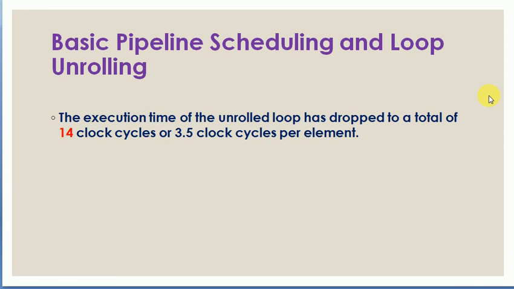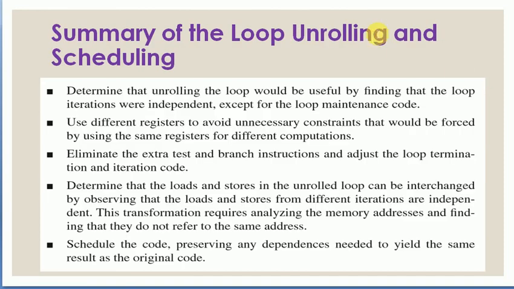Now we will look at the summary of this loop unrolling and scheduling. Some points to be remembered. Determine that unrolling the loop would be useful by finding that the loop iterations were independent except for the loop maintenance code. So we are trying to find the loop iterations where we have independent statements. In our previous example, all the statements are independent, but for the maintenance code, that is for checking the condition and branching operation, we have additional stalls to be generated.